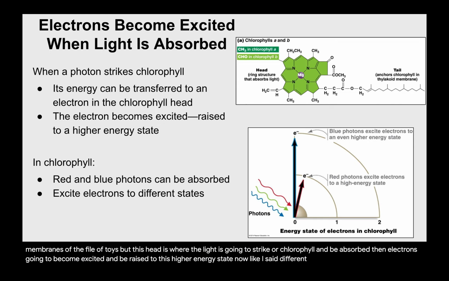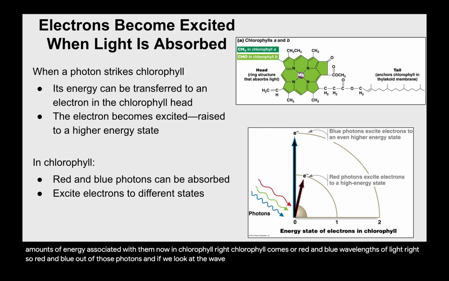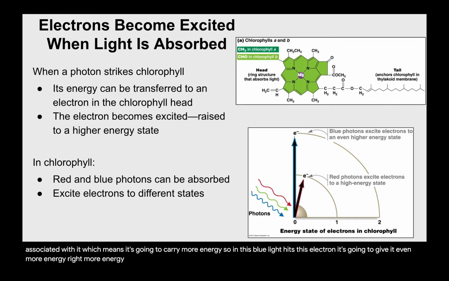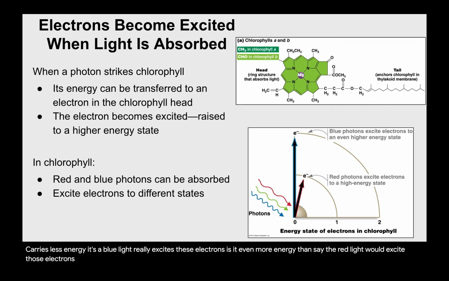Now, like I said, different wavelengths of light carry different amounts of energy associated with them. In chlorophyll, chlorophyll can absorb red and blue wavelengths of light. If we look at the wavelengths of light, this blue light has a shorter wavelength associated with it, which means it's going to carry more energy. So when this blue light hits this electron, it's going to give it even more energy than, say, red light would give that electron, because red light has a longer wavelength and carries less energy. So blue light really excites these electrons, gives them even more energy than the red light would. So connecting the dots between light and the energy associated with light and how that physically works with our electrons.